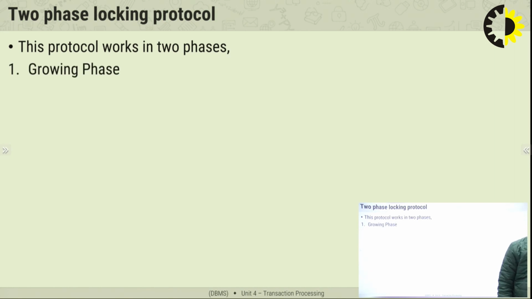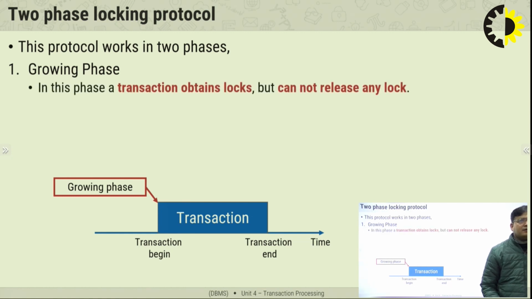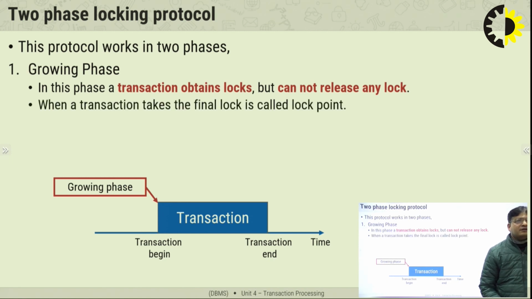Now, two phase locking. This protocol works in two phases. The first phase is the growing phase and the second phase is the shrinking phase. In the growing phase, a transaction obtains locks, but it cannot release any lock. That is, only locking is permitted, unlocking is not permitted, and this phase usually occurs in the beginning of the transaction. When a transaction takes the final lock, that point is called the lock point.